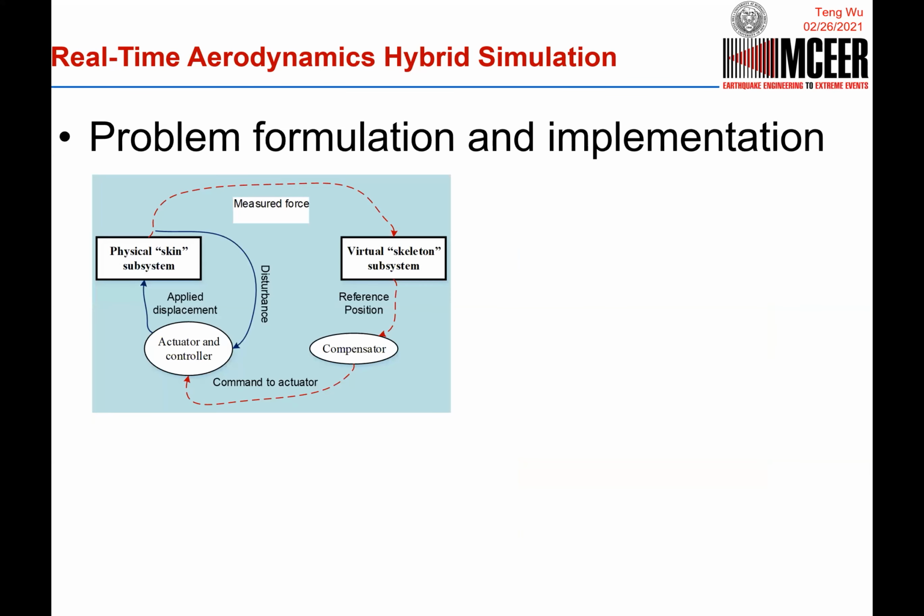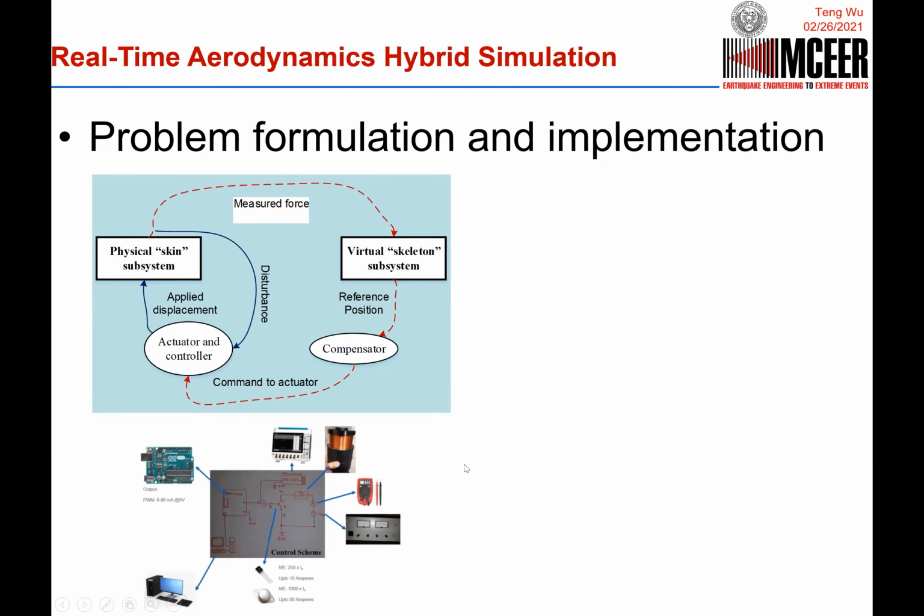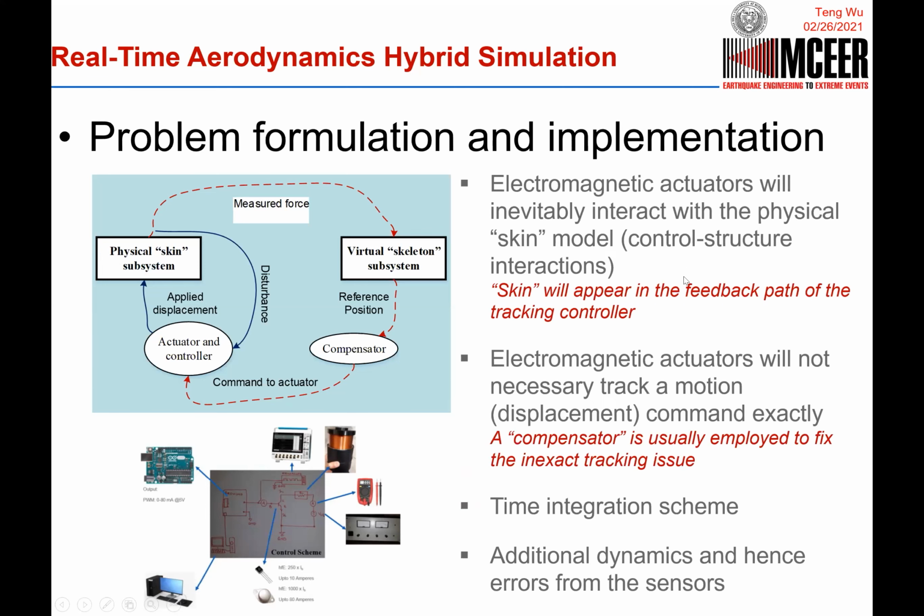So the problem formulation is straightforward. We have a physical scheme, a subsystem, whose measured force is given to the virtual skeleton subsystem, and then we have a reference position, and we have a command to actuate, that's the controller design, and then apply the displacement to the physical system. That's a loop. This is a kind of conventional approach. If based on this approach we do the control design, we realized there are several popular issues we need to handle. First is the actuator will interact with the model.